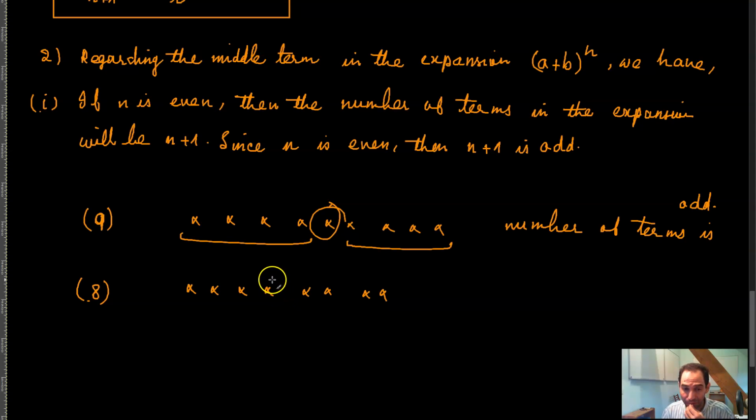So you have to take 2 terms in the middle, meaning that you have to take these 3 terms here, these 3 terms here, and these 2 terms. These 2 terms will be the middle terms of the expansion of that binomial.